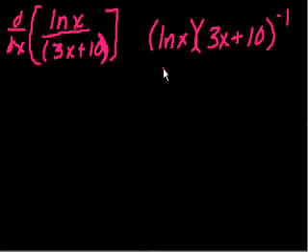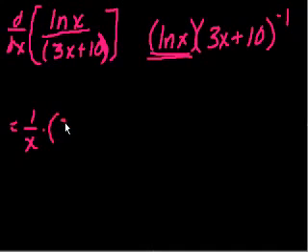Now we can use the combination of the product and the chain rules, and we can solve this sucker. So let's do it. We take the derivative of this first term, the natural log of x, and we learned in the last presentation the derivative of the natural log of x is 1 over x, which is pretty cool in and of itself. And we multiply that times the second term, so times 3x plus 10 to the negative 1 power.